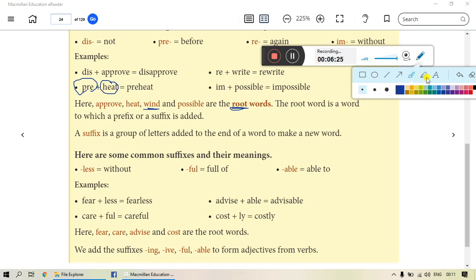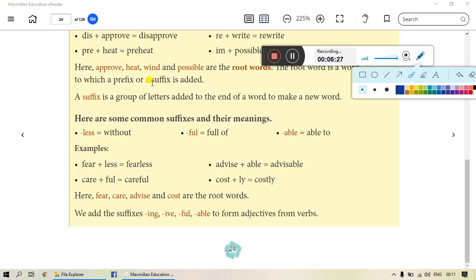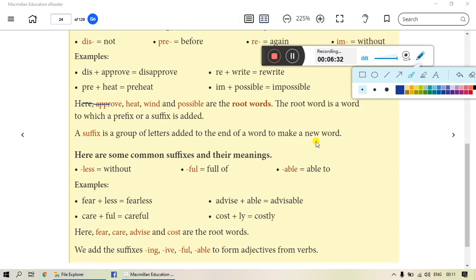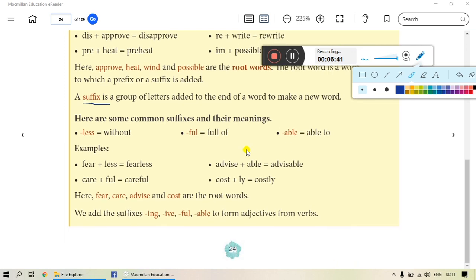Now I hope that prefix is clear to you. Let's move on to suffix. A suffix is a group of letters added to the end of a word to make a new word. It's the opposite of prefix. So when these are added on the end of a word, they make a new word, it's a suffix. So less is a suffix, it means without. Full is a suffix, it means full of, filled with. Able is a suffix, which means able to, you have the ability to do it.